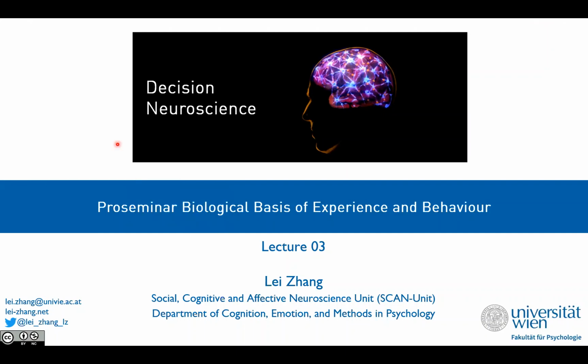So the next lecture will be about research methods in decision neuroscience. Before we talk about the methods, we also talk about what decision neuroscience means, and then we talk about how we investigate decision making, the neuroscience of decision making. I'm already talking about that, okay? Good.